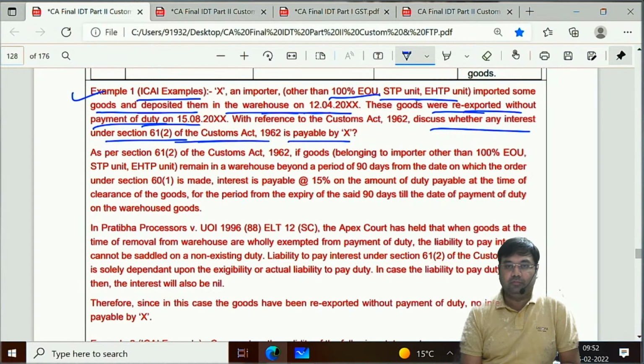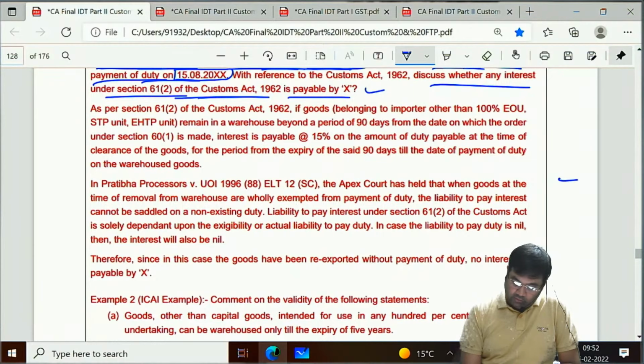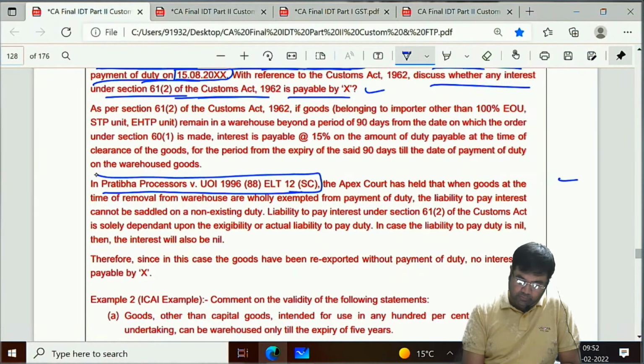Of course no. He deposited in the warehouse on 12/4 and cleared on 15/8, so beyond 90 days. He is supposed to pay duty if he is going for home consumption and there is a duty liability. But let's say the goods are exempted in the meantime, or he is exporting, then no duty, so no interest. No duty, no interest, and in fact this is the Supreme Court judgment also. A very important case law, Pratibha Processors versus UOI.